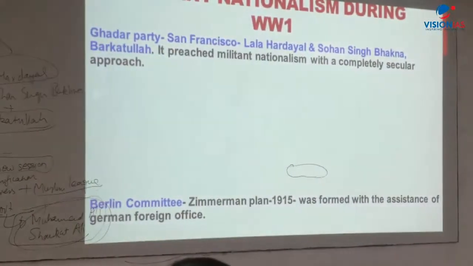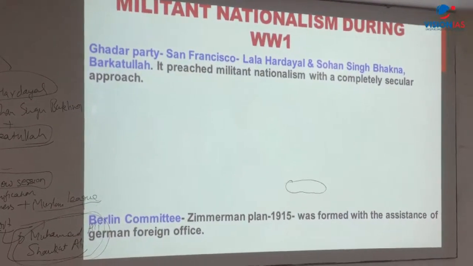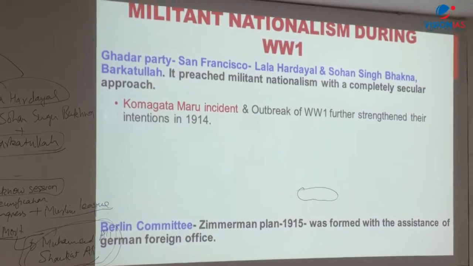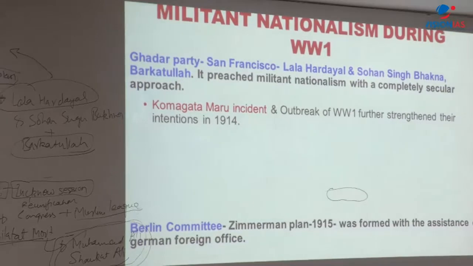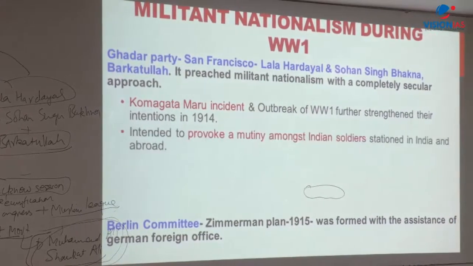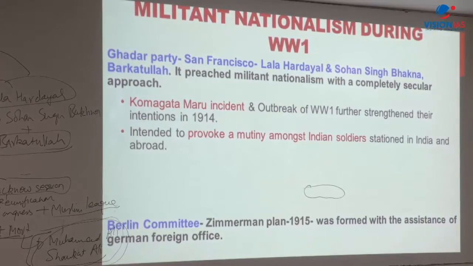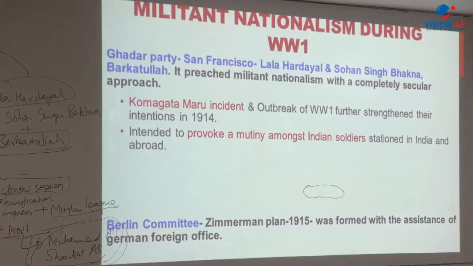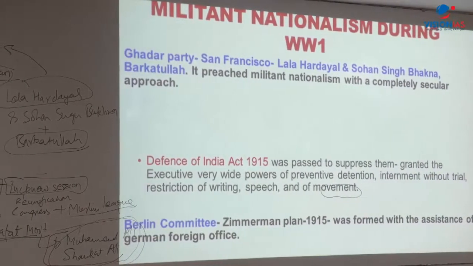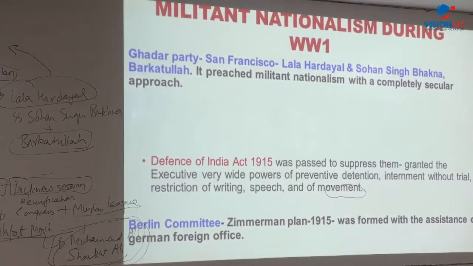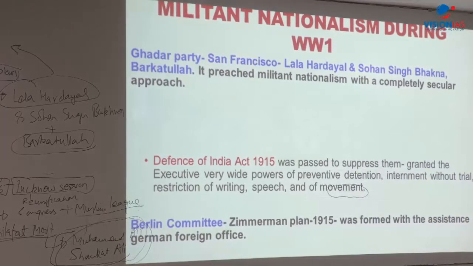So the contribution of the Gadar party was that it preached militant nationalism with a completely secular approach, and the Komagata Maru incident and the outbreak of World War I further strengthened their intentions in 1914. The strategy was that it intended to provoke a mutiny amongst Indian soldiers stationed in India and abroad. However, when the government found out about the intentions, the name of the act is not important, it introduced a new act, and that was the Defence of India Act.